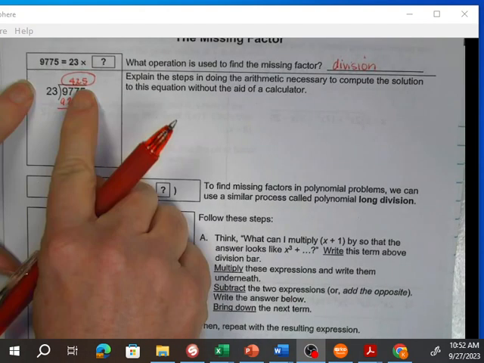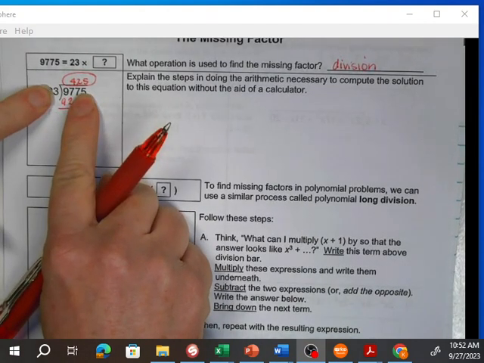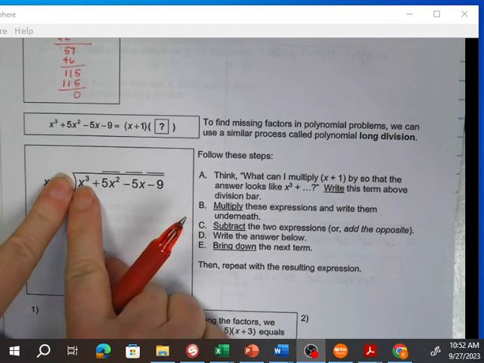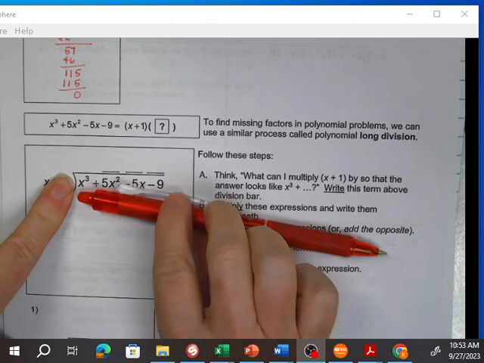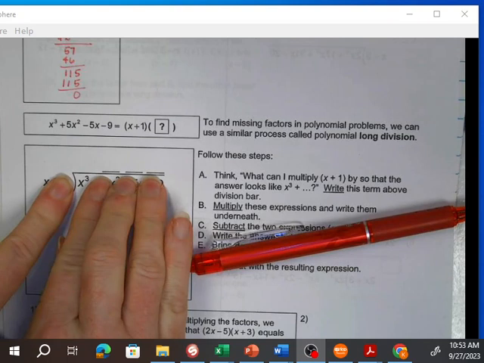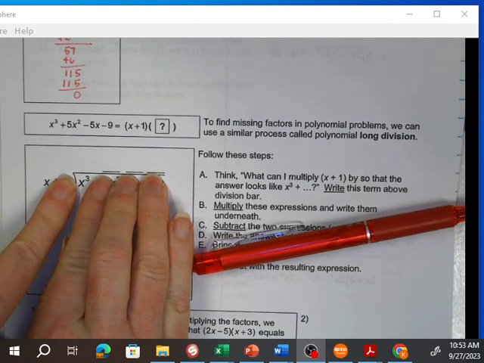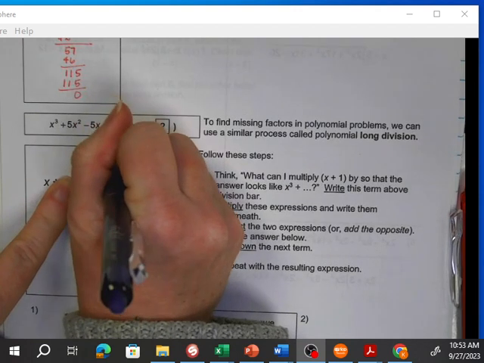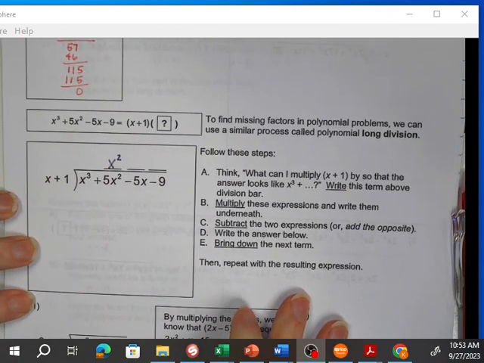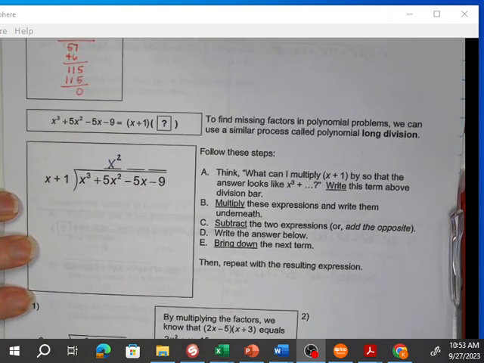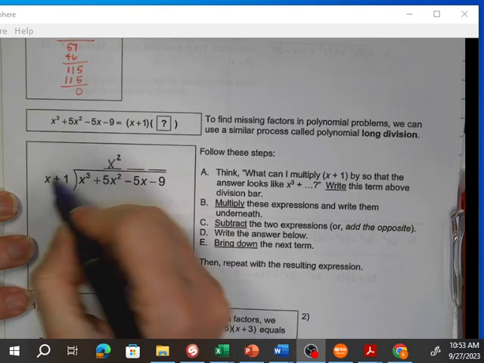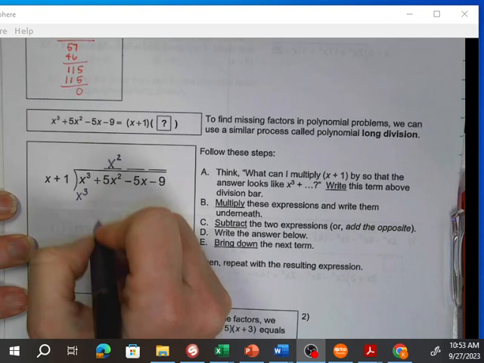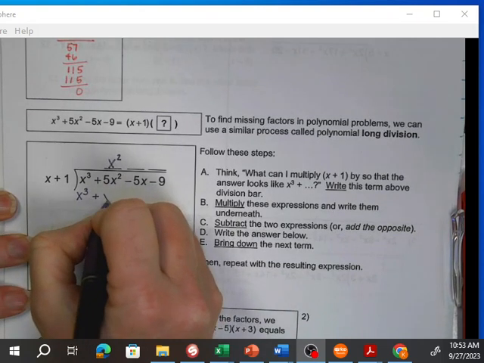Just like up here we ignored the extra 7 and 5, and we just did 23 into 97. I'm going to do x into x cubed. What would I have to multiply x by in order to get x cubed? X squared. So that's what's going to go right here. Now I'm going to do exactly what we did when we long divided. You multiply. X squared times x would be x cubed. X squared times 1 is positive x squared.